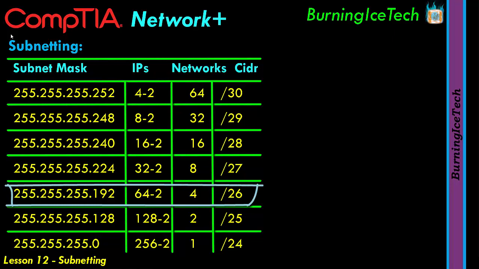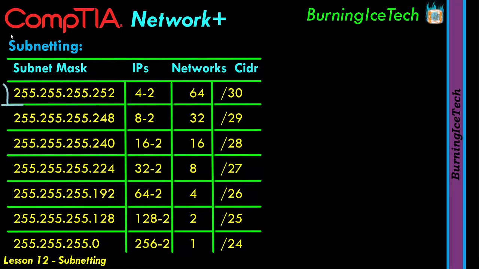So I basically just keep taking that 256 and dividing it. If I divide it by 2, divide it again by 2, divide it again by 2, eventually all the way at the top here, you're going to end up with 64 networks of 4 IP addresses each. And in each of those 64 networks, which only have 4 IP addresses, you cannot use the first or the last one, which means you only have 2 IP addresses left in those networks. So the only thing you'll really notice that changes in the subnet mask is the last digit.